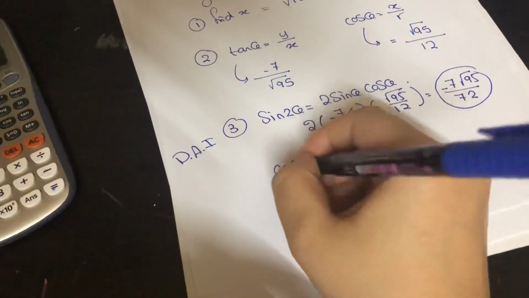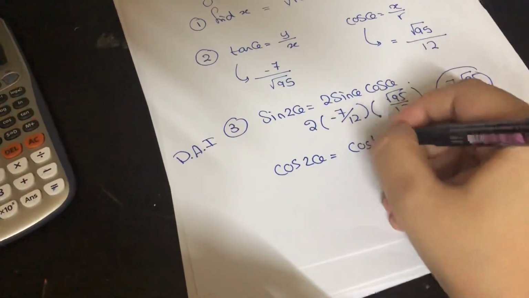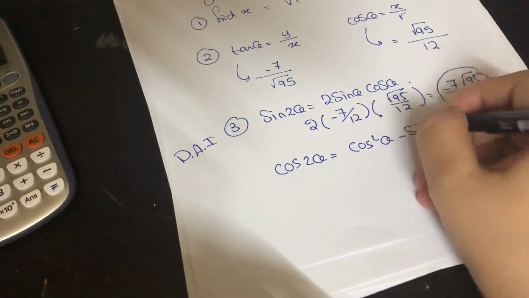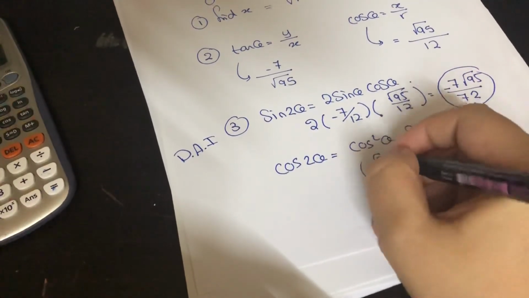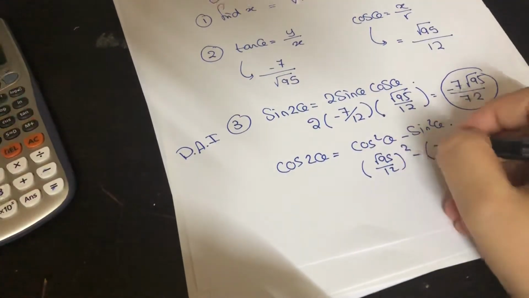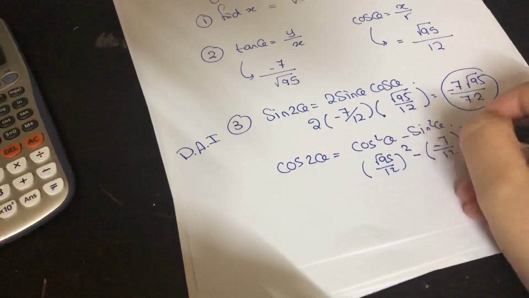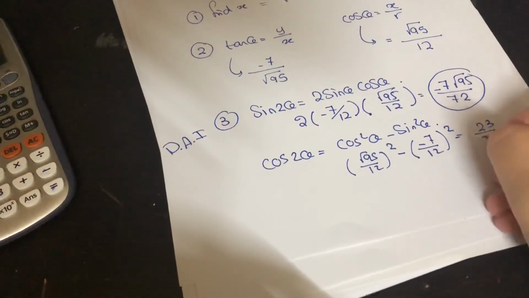Regarding cosine double theta, I can use a new one this time. Let's say cosine squared theta minus sine squared theta. Cosine squared theta is going to be root of 95 over 12 squared, minus sine squared theta, which is negative 7 over 12 squared, and you will end up with cosine double theta as 23 over 72.